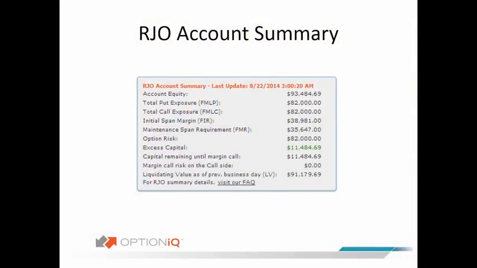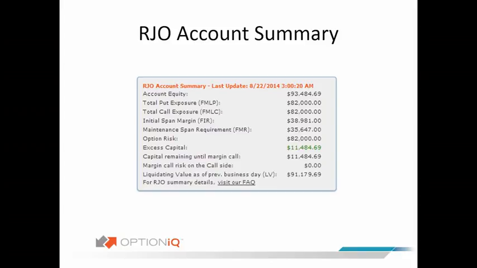Okay? Now, the best way to find out how much you have in your account is to look at what's called the RJO account summary. Now, you're going to see this slide. It's going to pop up on the active trades page is where you'll see this, and you'll also see it on the dashboard.